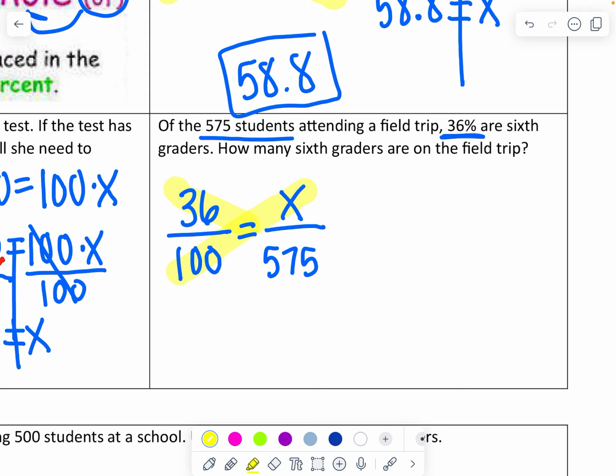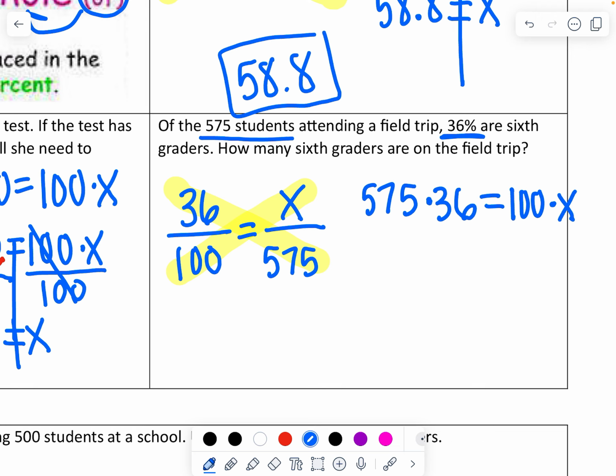Okay, set this up. And you're going to multiply diagonally. So I'm going to multiply 575 times 36 equals 100 times X. Now in my calculator, I'm going to do 575 times 36, and we get 20,700 equals 100 times X, or 100X.